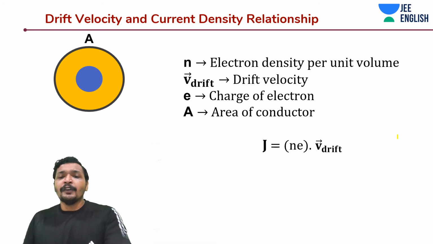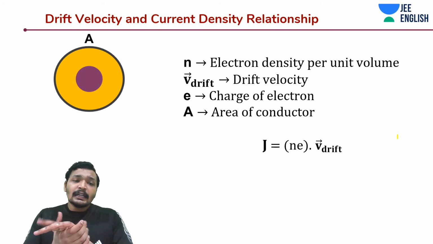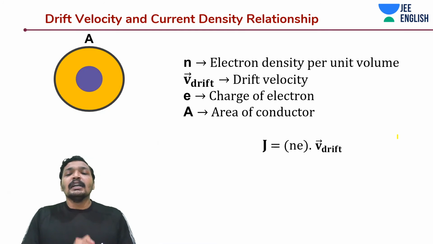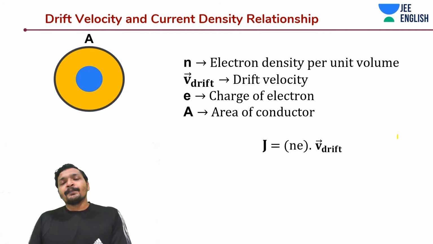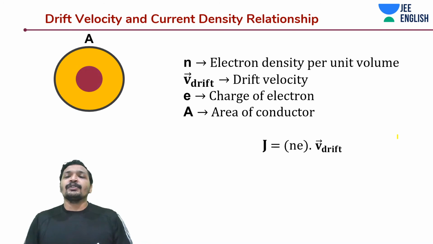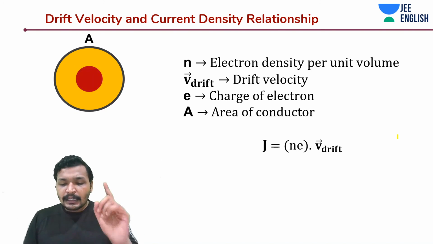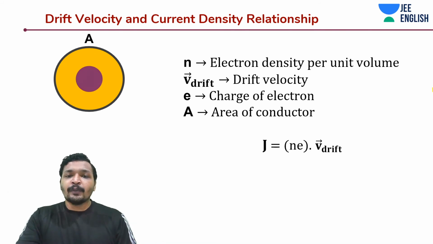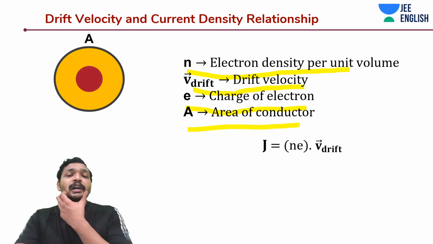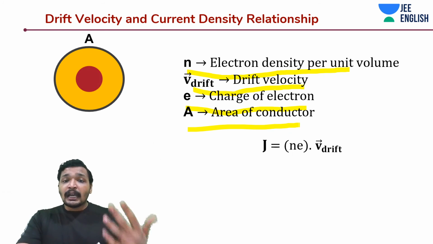Now that we have seen this, we can comfortably get into the concept of current density. We'll start with current density, not current. In this case, we are going to start with current density in terms of drift velocity, which is going to be very easy. If you think intuitively, even without looking at this video, you can simply guess, given an electron density per unit volume, a drift velocity, a charge of an electron, and an area of conductor, how would you find out the current density?